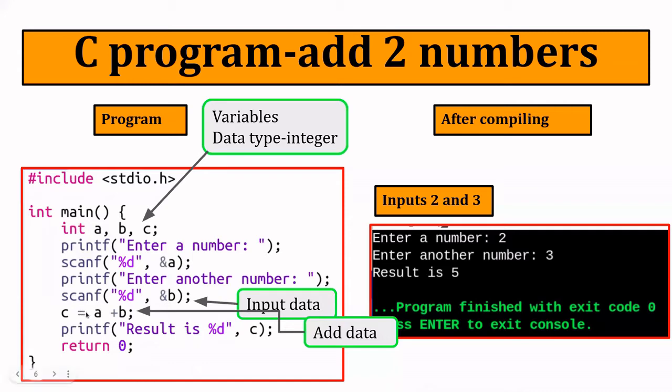Then printf, result is %d, C. It will print result is, then comma, the C value. You have to write the place where the number should print. Here you can see %d. You can write it anywhere within the quotation marks. Then return 0.